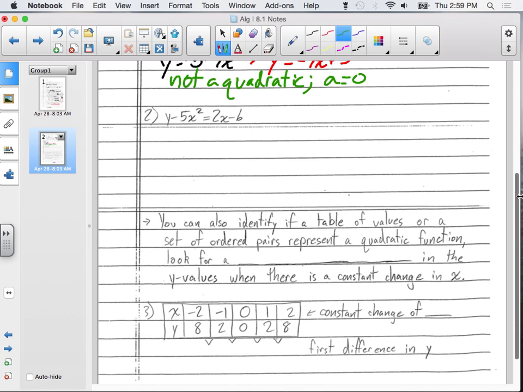We have to graph today. What do you do when you put it in standard form? It's gonna be ax squared plus bx plus c, so it's gonna be 5x squared plus 2x minus. Am I right? No.